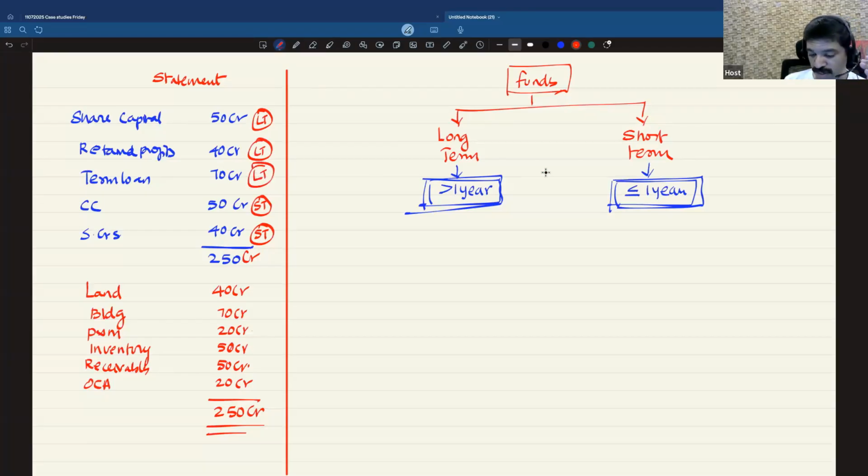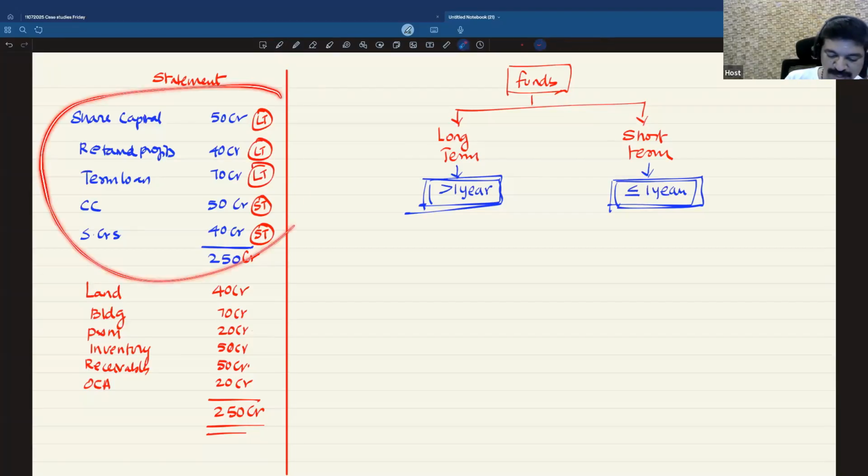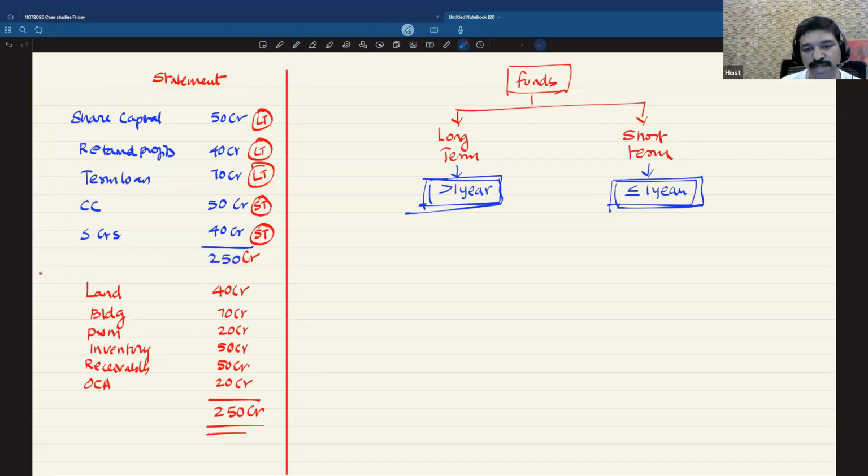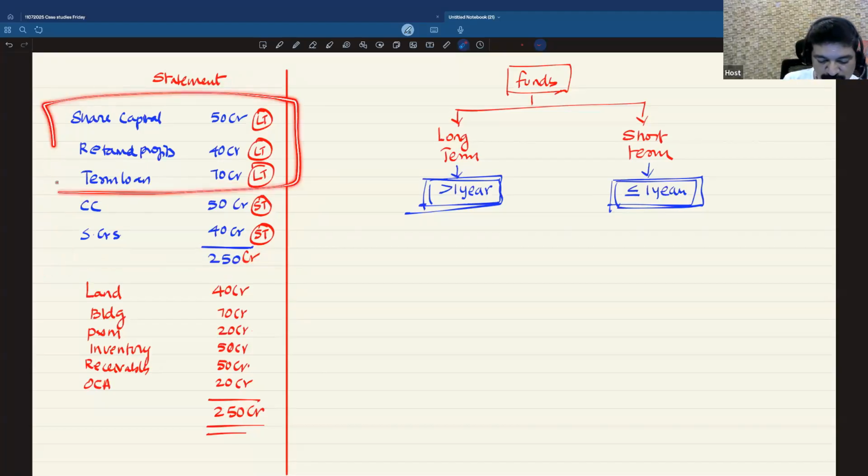Okay, now look what we have done. The statement we have prepared, where we have put all the eggs into a single basket, has now been divided into two baskets. One is long-term source of money. The other one is short-term source of money.